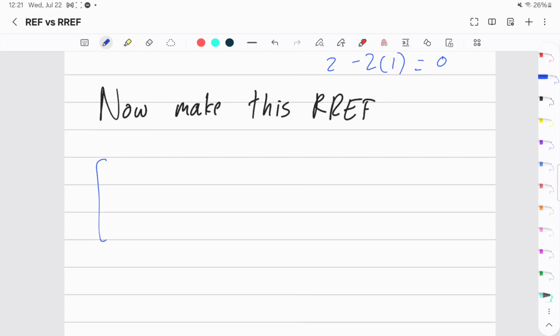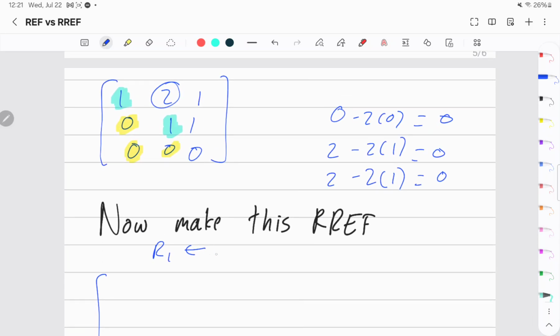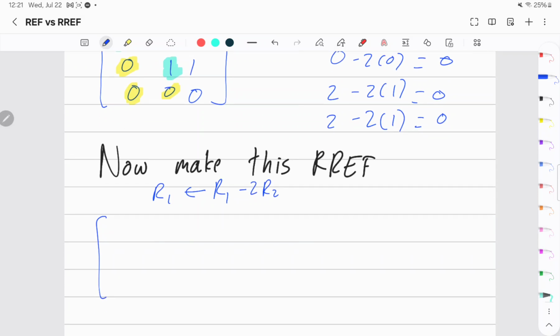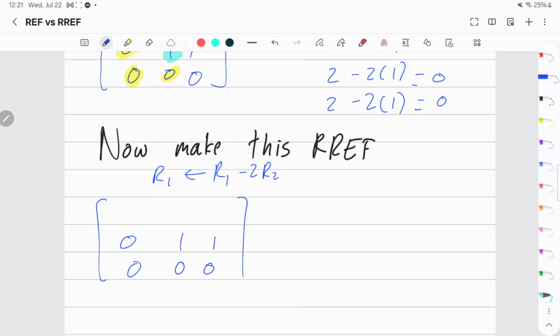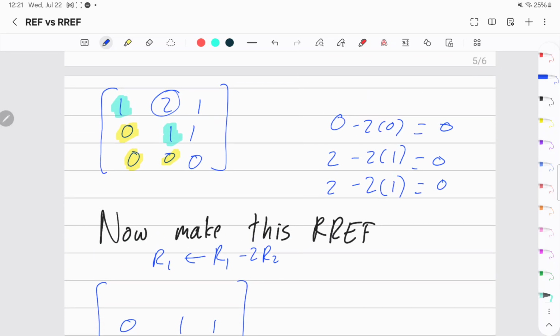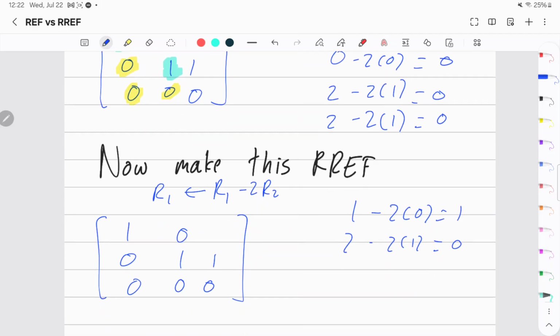In order to do that, I can just do one simple operation. I can say row 1 becomes row 1 minus twice of row 2. Then you'll be off with a good thing. The bottom stays the same, 0 1 1 0 0 0. Now the top becomes what? 1 minus 2 times 0 is still 1. Similarly, 2 minus 2 times 1 is 0, so this turned out to be 0. And similarly, 1 minus 2 times 1 is minus 1, so this turns out to be minus 1.